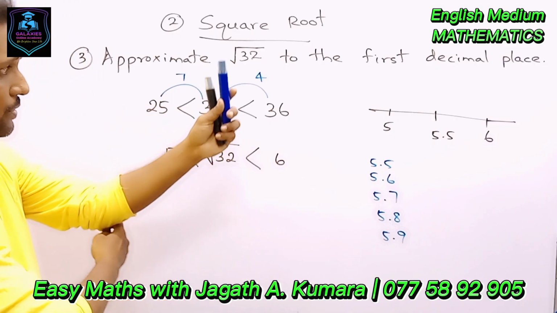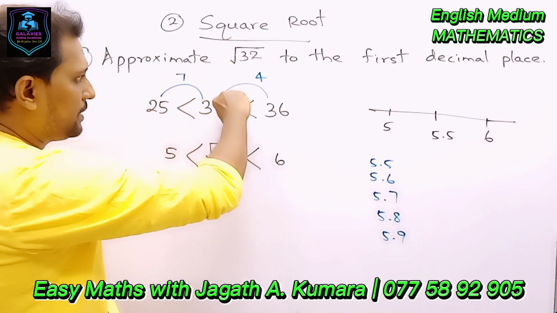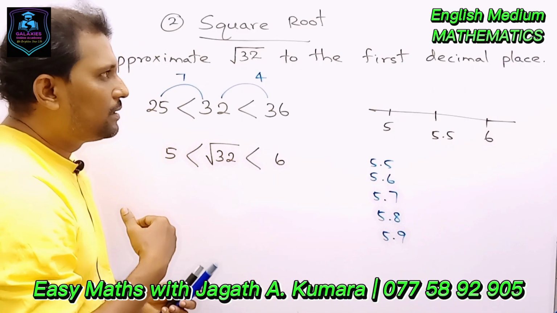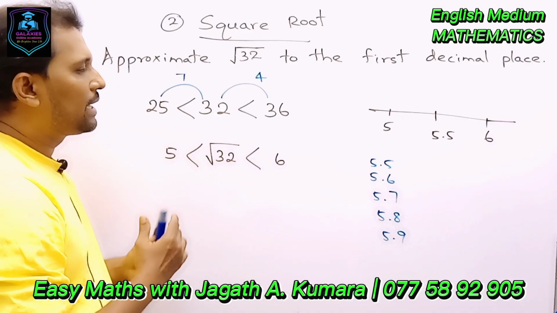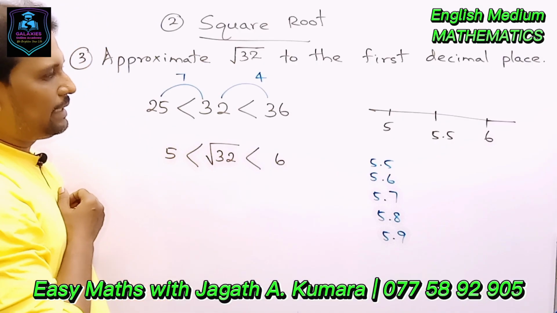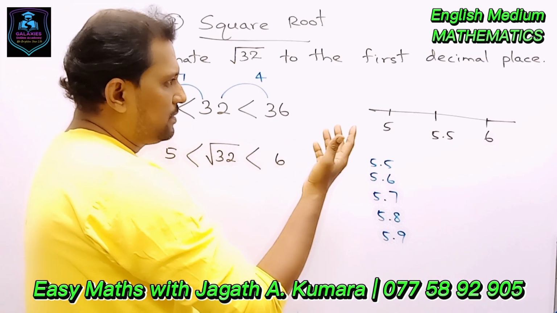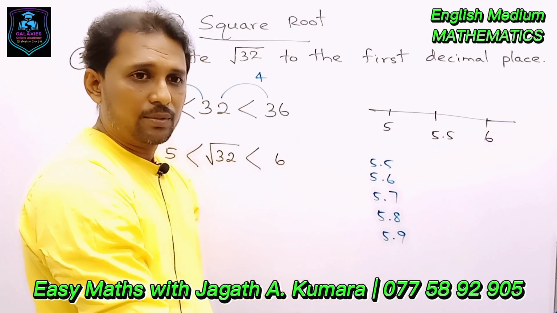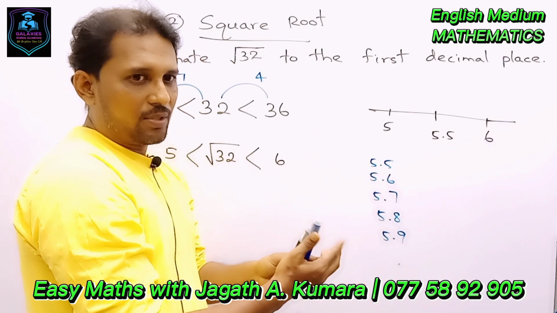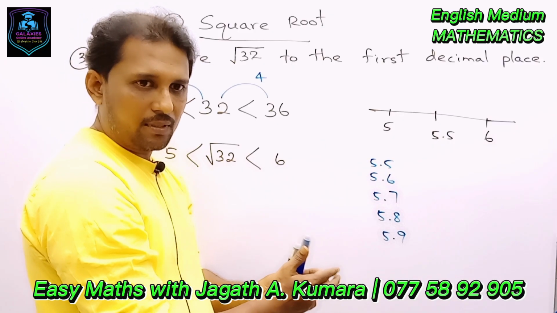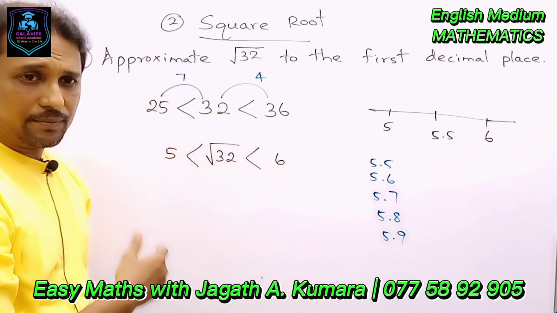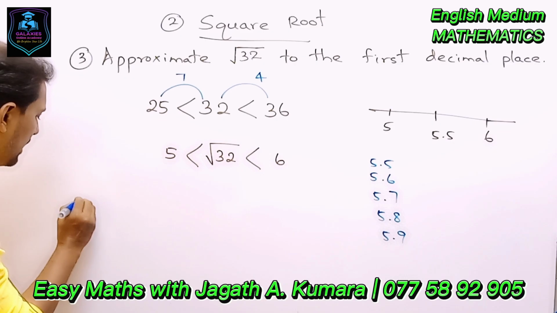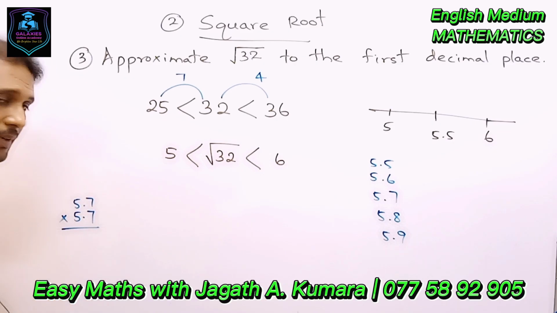Right? Then also you check this gap is 7. This gap is 4. Now you can decide, you can determine. Normally 5.7, you can guess, okay? If you want, you can guess 5.5. If it is not successful, you can check 5.6, right? I will check 5.7. Then I will find 5.7 squared. That means 5.7 multiply 5.7.